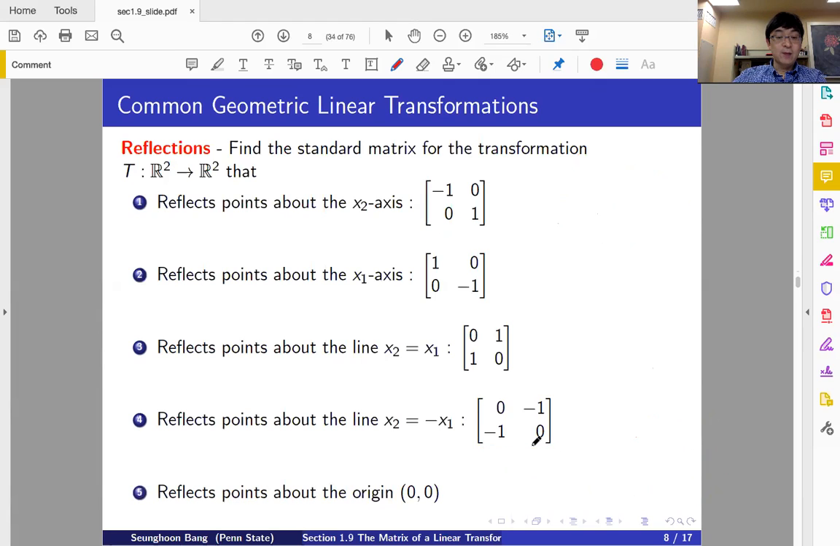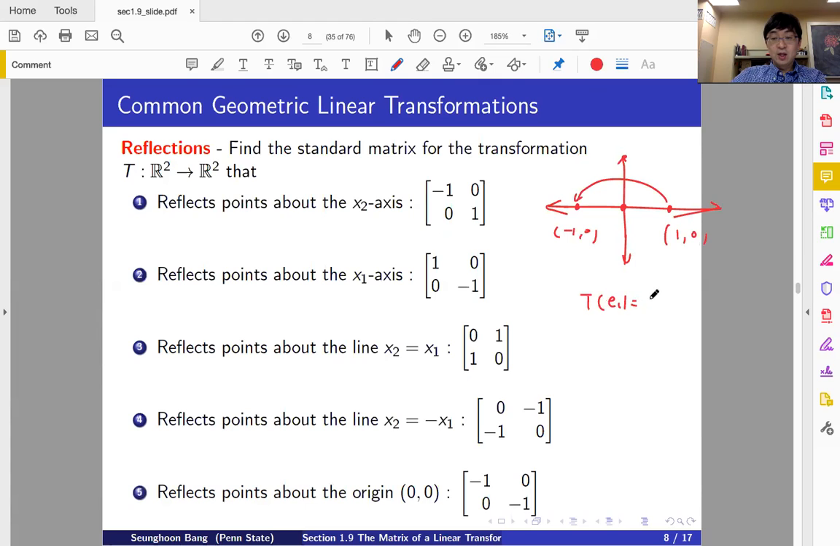The next one, reflect points about the origin. How can we do that? Here, this is the result. Same idea. So we have the origin (0, 0) given here. You have to reflect (1, 0) about the origin. The reflection gives us (-1, 0). So we have T(e1) is (-1, 0).